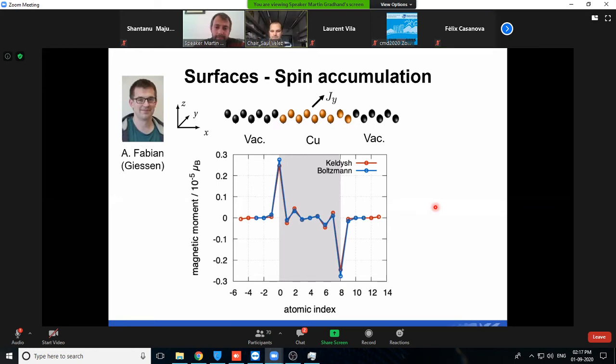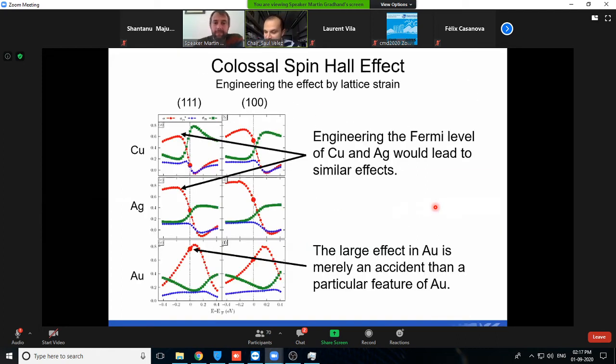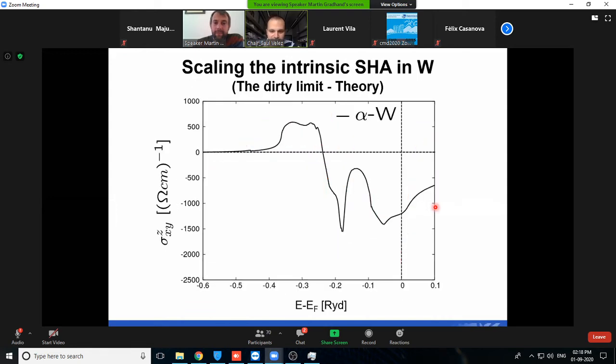So I have a question. How would you explain to experimentalists how it is possible that for platinum with high resistivity the intrinsic effect dominates, but when it's clean, the extrinsic plays a major role? How would you explain this in a few words to grasp the qualitative explanation of the effect?